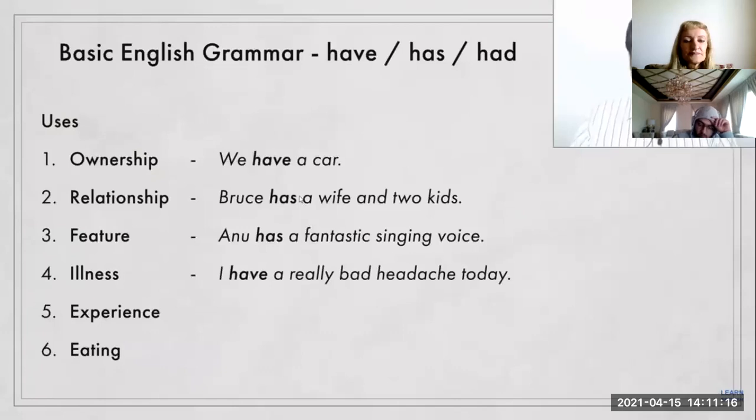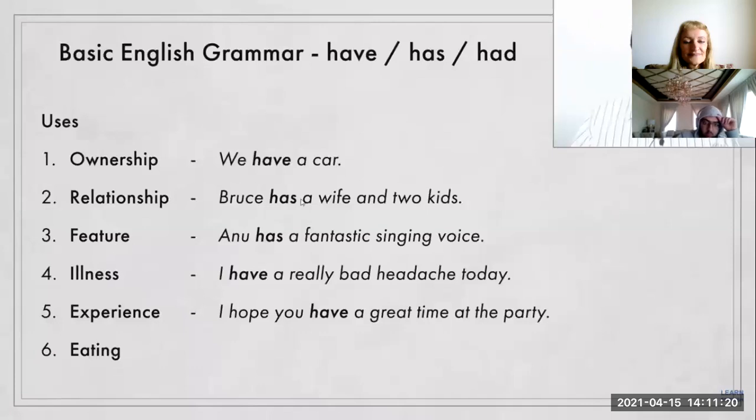Use number five is to talk about experiences. For example, I hope you have a great time at the party. That means I hope you enjoy yourself. I hope your experience is good. I hope your experience is fun. So the verb have is expressing experience in the sentence.